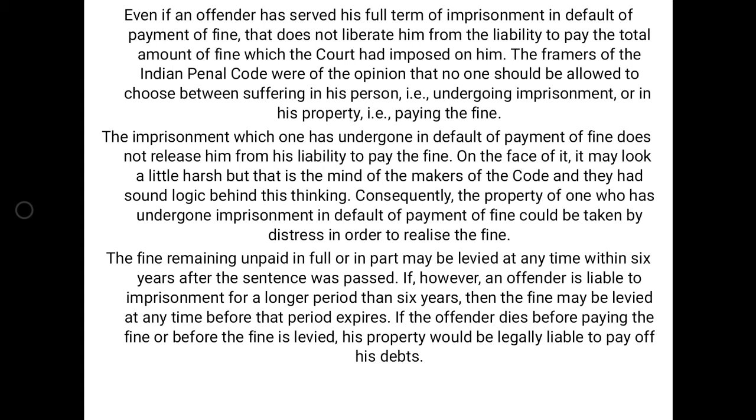Consequently, the property of one who has undergone imprisonment in default of payment of fine could be taken by distress in order to realise the fine. The fine remaining unpaid in full or in part may be levied at any time within 6 years after the sentence was passed. If, however, an offender is liable to imprisonment for a longer period than 6 years, then the fine may be levied at any time before that period expires. If the offender dies before paying the fine or before the fine is levied, his property would be legally liable to pay for his debt.